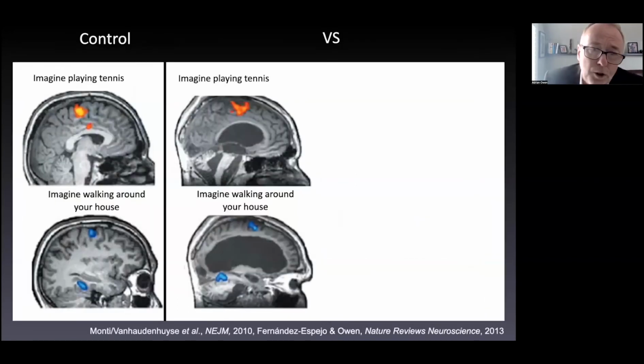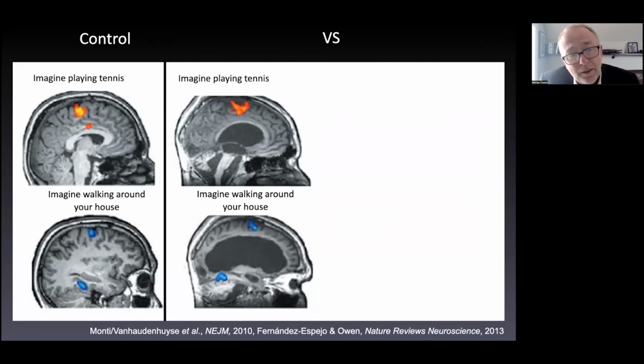Now, the next step in this journey was to try and actually communicate with some of these patients. This was a patient that had been in a vegetative state, supposedly following a motor vehicle incident for 5 years. This was a study conducted in collaboration with our colleagues in Belgium, in Liège. The patient was scanned there.